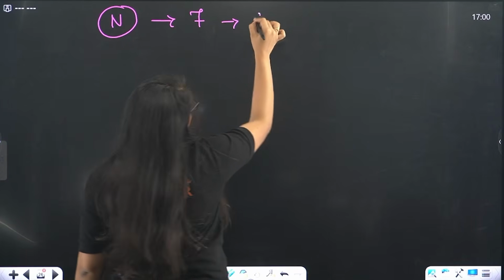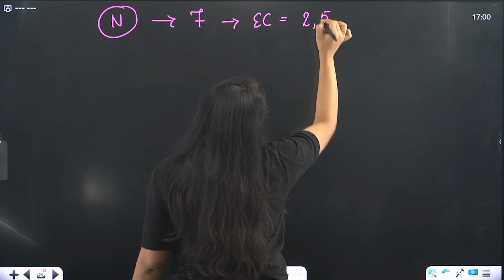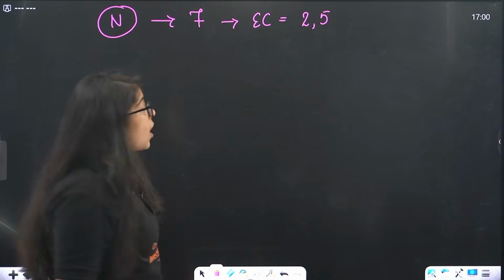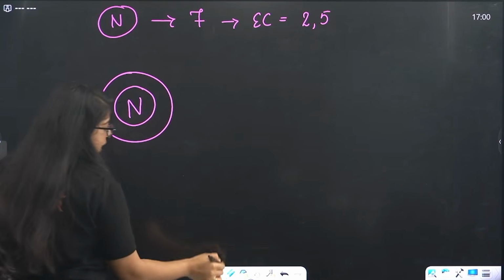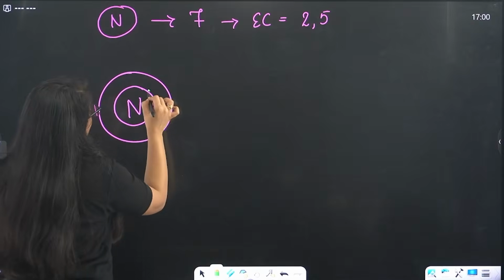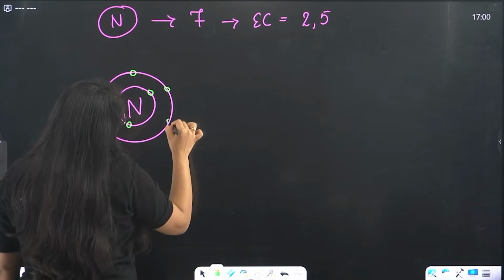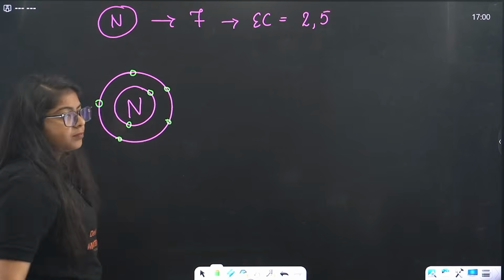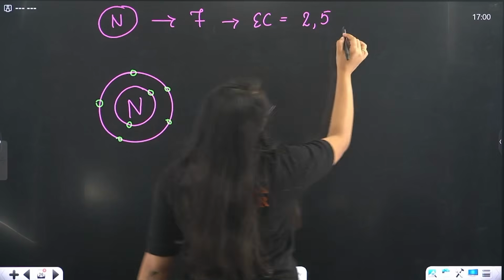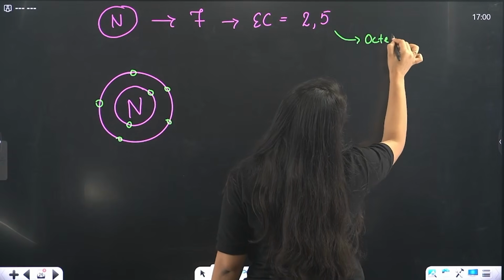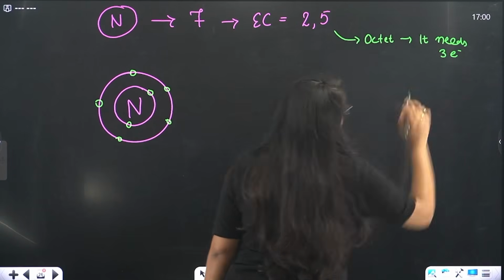What is the electronic configuration? The electronic configuration is 2, 5. So the valence electrons are how many? 5. Let's make the diagram of the electronic shell of nitrogen. 2 electrons will be in the K shell and 5 will be in the valence shell. 1, 2, 3, 4 and 5. How many electrons does it need to complete its octet? It needs 3 electrons, right?